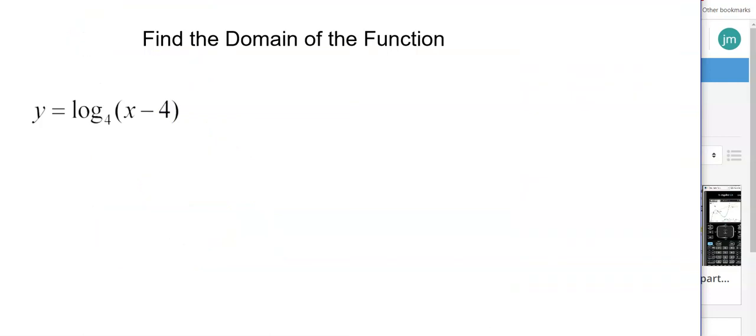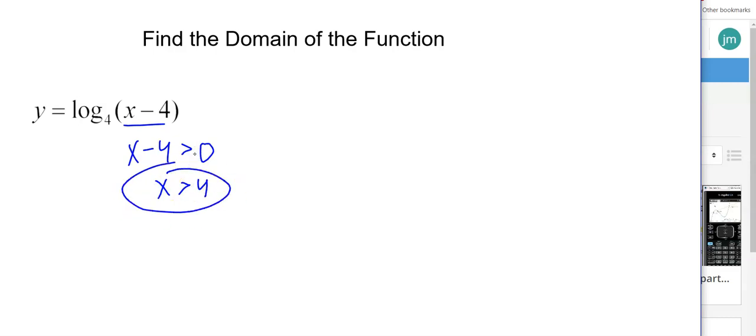Find the domain. So remember, you can't take the log of 0. You can't take the log of a negative number. So we know whatever's inside of there, in this case, x minus 4, must be greater than 0, not equal to 0. A little different than square roots. Remember, square roots can be 0. These have to be positive numbers in order to be able to take their log. So that quantity, x minus 4, must be positive. Just take one step to solve that. So x greater than 4 would be our domain there.